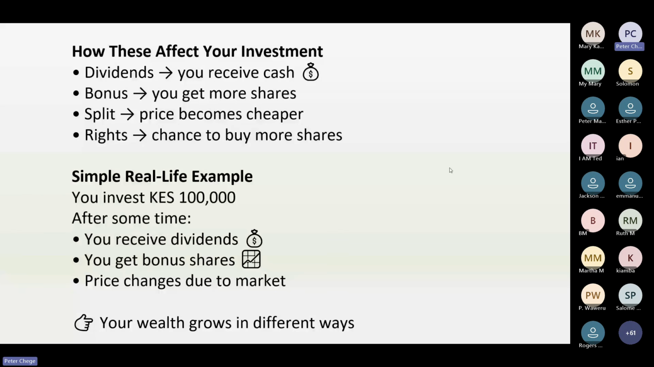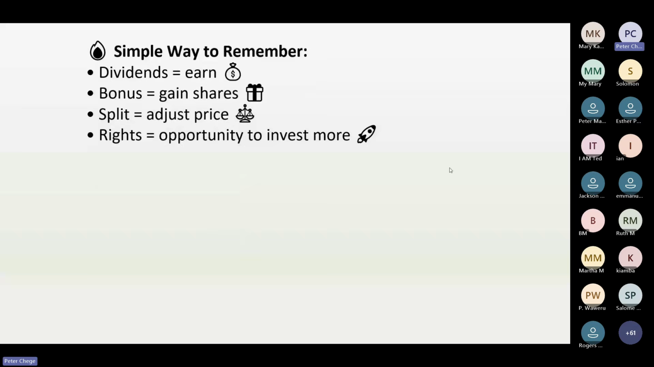So just a simple way to always remember: dividend, you're earning; bonus, you're gaining more shares; splits, the price just goes downward, so if it goes up, you're in a profit. Rights, an opportunity to invest more at a lower price. Let me show you now the dividend calculator so that we see some of these things.